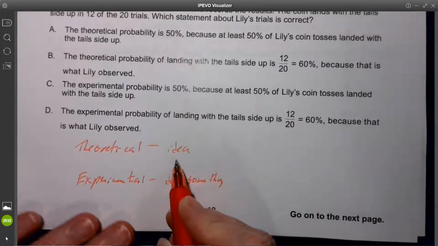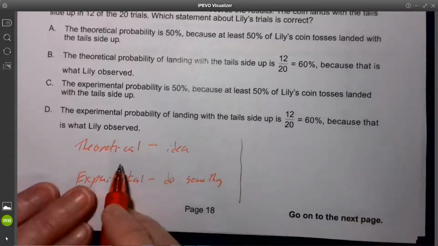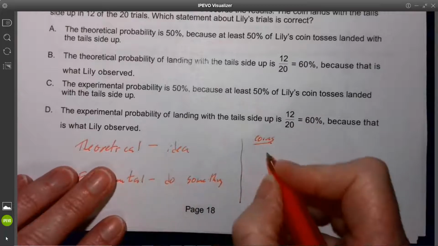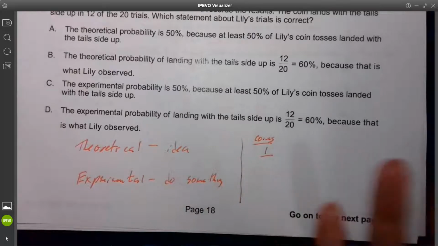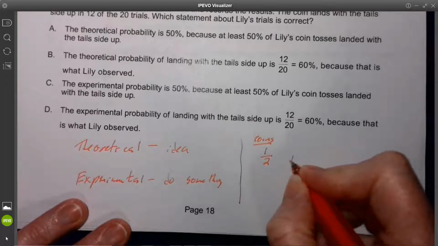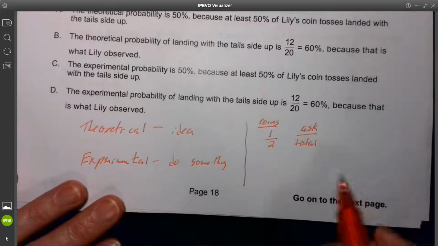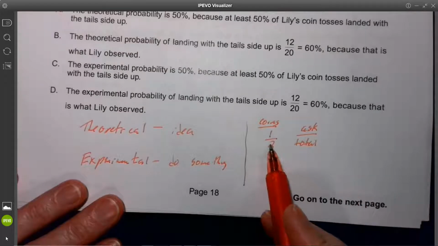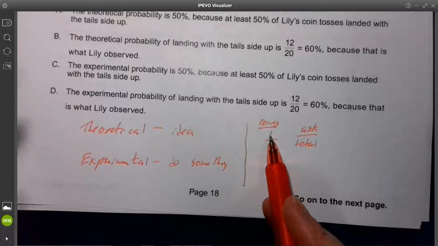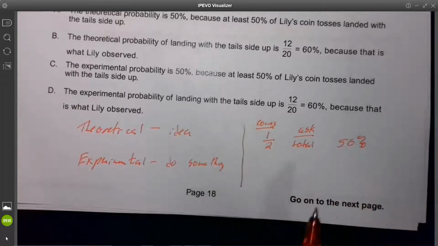So if I'm talking about theoretical, I'm talking about the idea of it happening. And when I'm talking about coins, I have a heads and a tail. So the theoretical probability, I have one heads or tails, it doesn't matter, out of 2 different choices. And remember, probability is always total over what they're asking for. So I have a total of 2, heads and a tails. And if I want heads, 1, tails, 1. So it's a 50% chance that I'm going to get it.